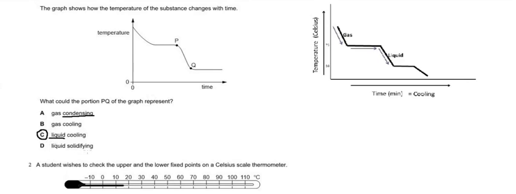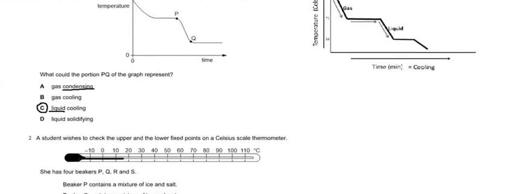And liquid solidifying can be this curve, where the liquid is converting into the solid. So while the state changes, this one is gas converting into liquid, and here the liquid converting into the solid, the temperature is constant. Okay, and here the gas is cooling, here the liquid is cooling. So the answer is nothing but option C.